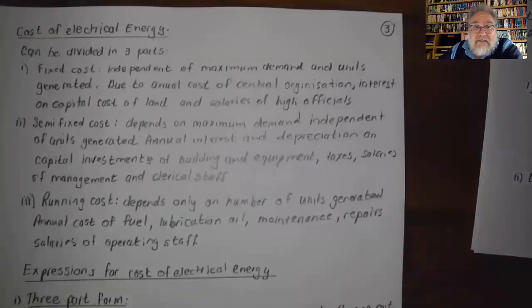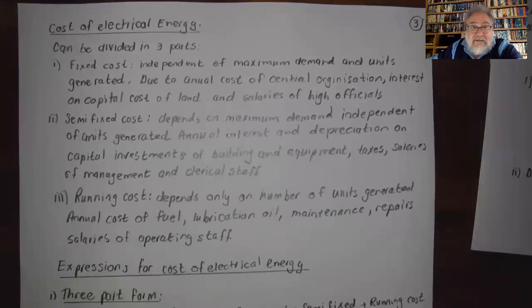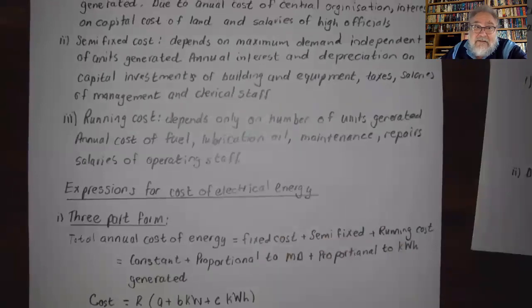Now the cost of electrical energy can be divided into three parts. Fixed cost is independent of the maximum demand and units generated. This is due to the annual cost of central organization, interest on capital cost of land, and salaries of high officials. Semi-fixed cost depends on the maximum demand, independent of units generated: the annual interest and depreciation on capital investments of building and equipment, taxes, salaries of management and clerical staff.